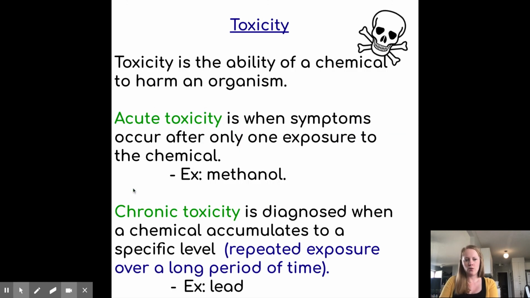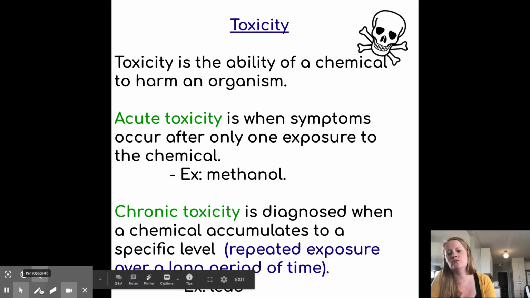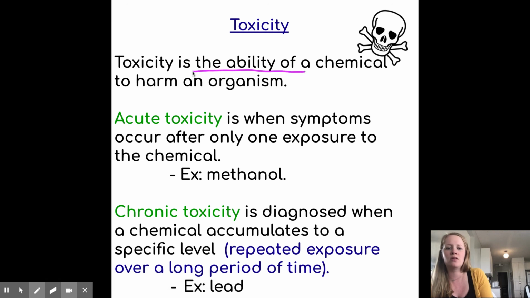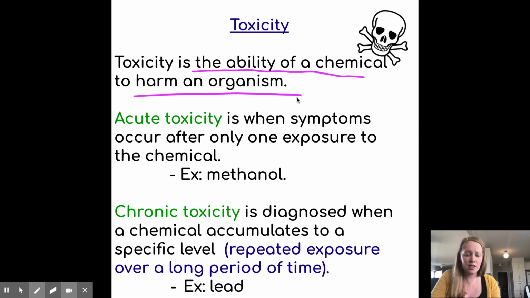And when we're looking at that concentration measurement, it relates to toxicity. Okay? So toxicity, this is an important piece, is the ability of a chemical to harm an organism. So if something is extremely toxic, it can end up harming you. If you ingest it, or maybe you inhale it, or you're just exposed to it in the air and you touch it, that exposure can harm you.